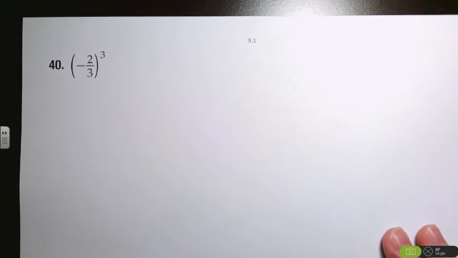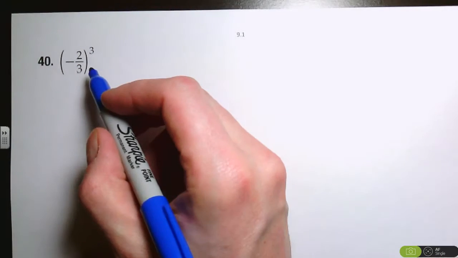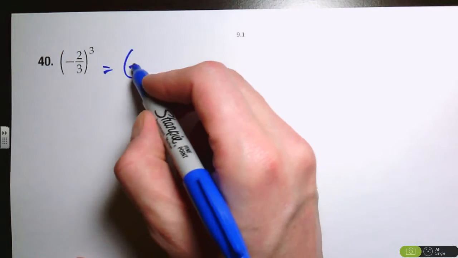Okay. Right then, number 40. Same idea. Evaluate this guy. It's a fraction with an exponent, and it's got a negative, but it has parentheses around it, so that means this.